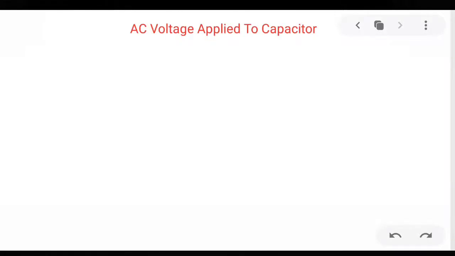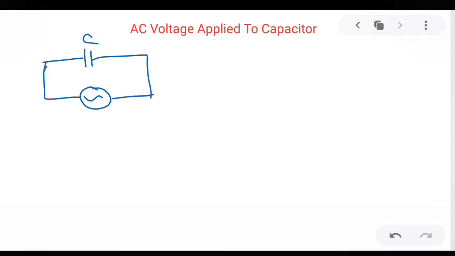So in this video, we will see what happens when AC voltage is applied to a capacitor. Okay. So now we have a circuit with a capacitor and an alternating source of voltage is connected across the capacitor. Okay. So this is a capacitor of capacitance C. Now let us take the voltage to be V = V₀ sin ωt. So here again V₀ is the peak voltage, ωt is the phase of the variation in voltage.